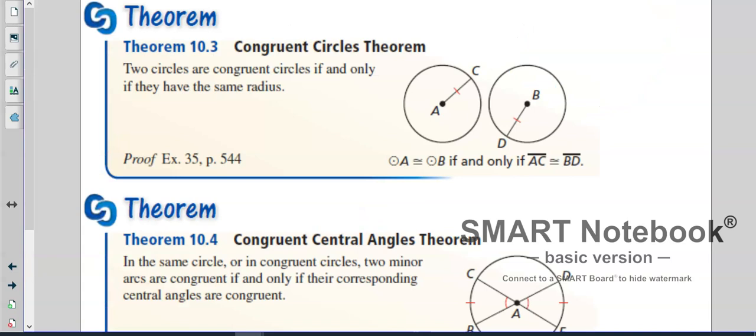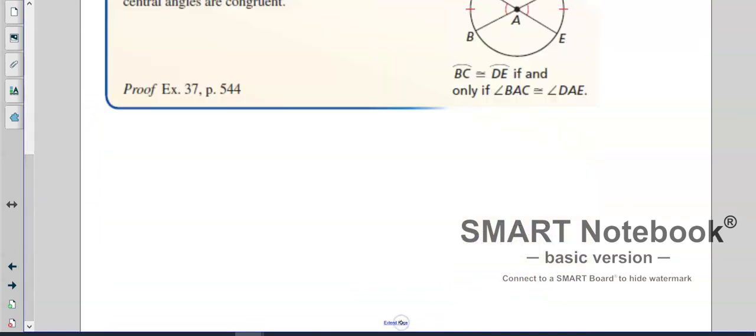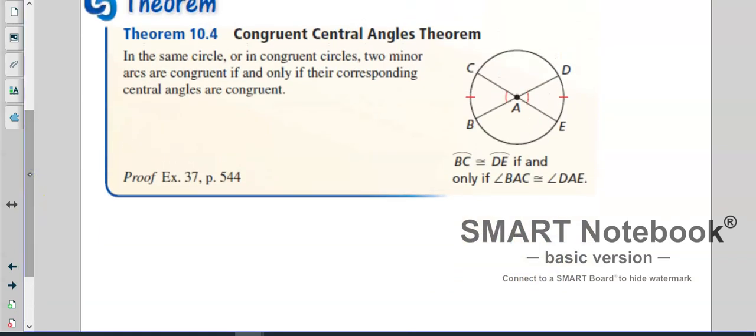All right, two new theorems. Congruent circles theorem. Two circles are congruent if and only if they have the same radius. All right? So if two circles have the same radius, then the circles are congruent. Kind of, again, one of those obvious ones, but it is a theorem. Congruent central angles theorem. In the same circle, or in congruent circles, two minor arcs are congruent if and only if their corresponding central angles are congruent. Well, again, if you know this is 40, then that's 40. And if you have these marked congruent, then everything's 40 and you're good to go.